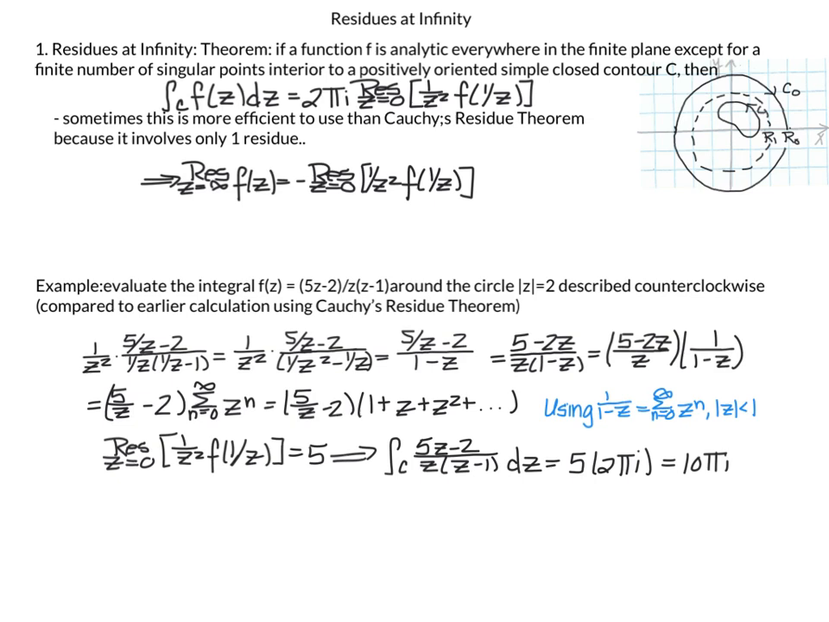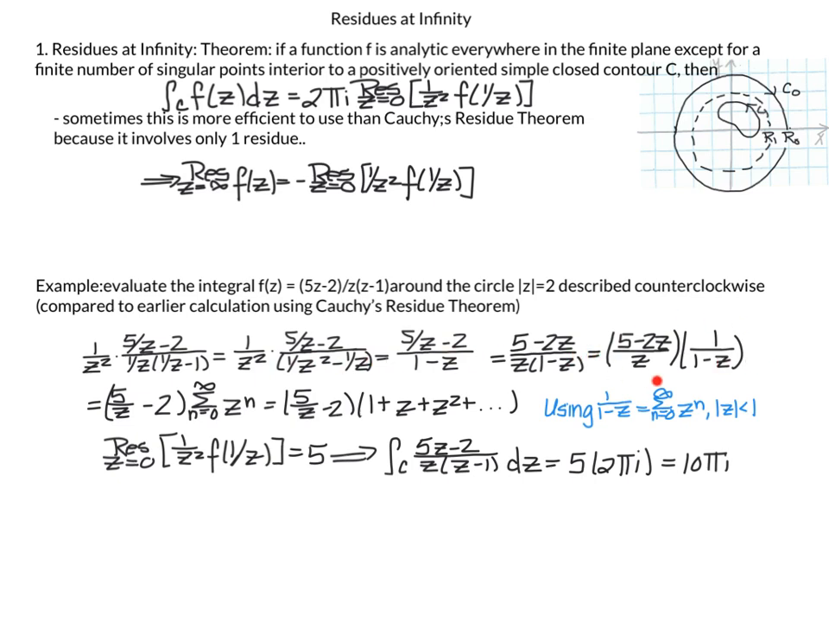We worked this example where we evaluated the integral of f of z equals 5z minus 2 over z times z minus 1 around the circle with radius 2 described in the counterclockwise direction. So the first thing we did is to evaluate this integral. We need to calculate the residue at z equals 0 of 1 over z squared f of 1 over z. Here's my 1 over z squared, and then I plug in 1 over z into f of z, and I get 5 over z minus 2 times 1 over z times 1 over z minus 1.